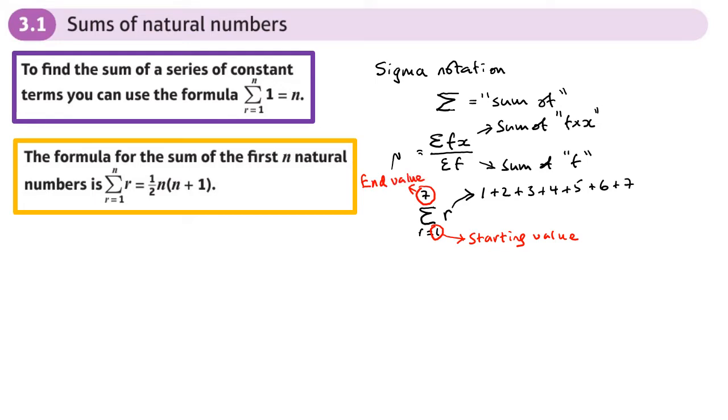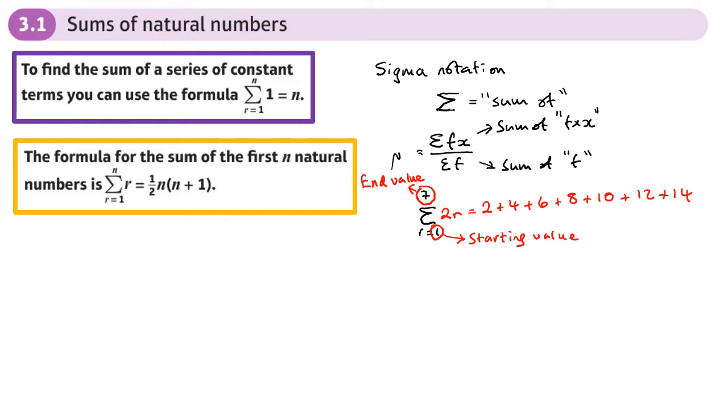Now instead, if this said 2r instead of r, then this time I'll start with 2 times 1, 2 times 2, 2 times 3, 2 times 4, 2 times 5, 2 times 6, 2 times 7, so it would be that. Adding those together. When we add things like this together, it's called a series.